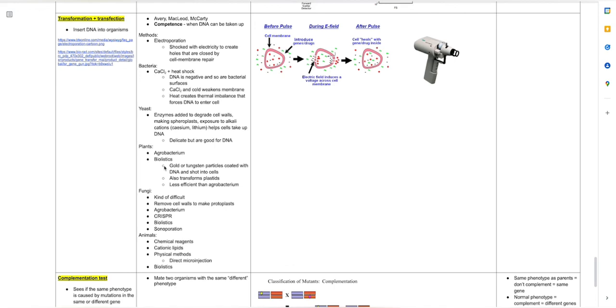And you can also use CRISPR, so you can edit the genome. You can also use biolistics, and you can also use sonoporation, which is basically you make pores in the cells with sound, I think.